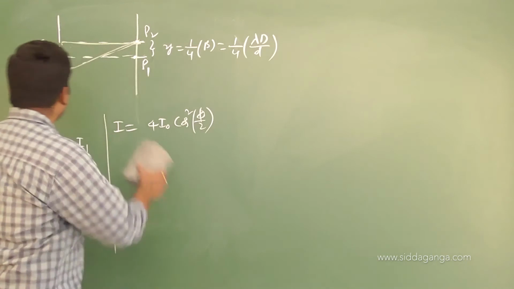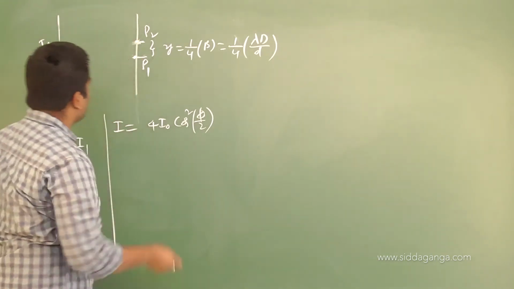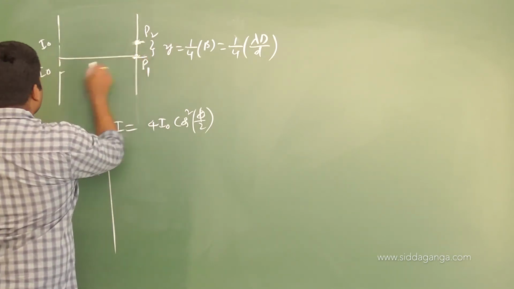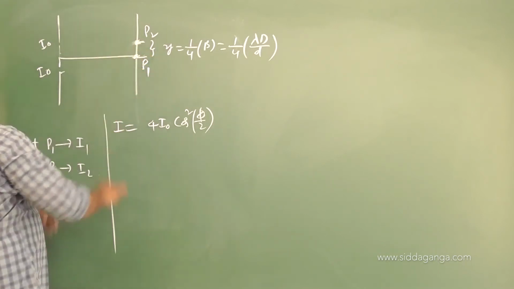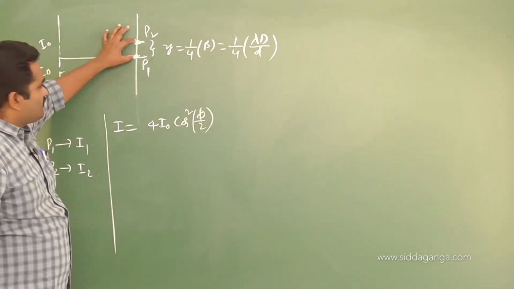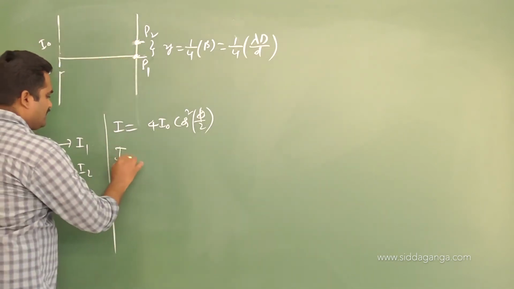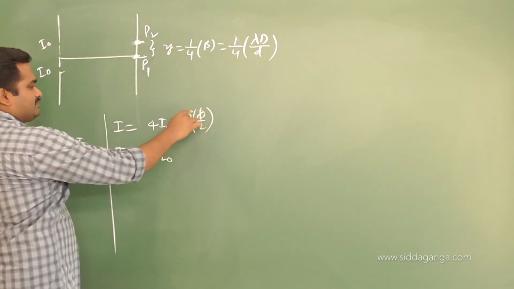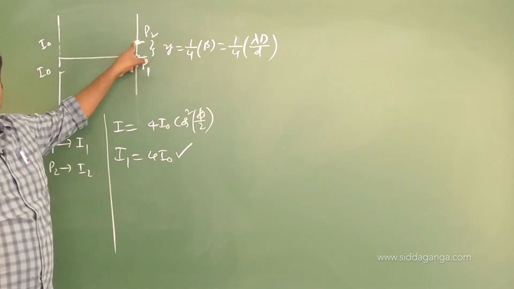Now in this problem, they have not given the phase difference. What they have given is the distance between these two points, right? So what is the phase difference between the two waves when they are superposed? At P1, directly I can write I1 equals 4 I0 cos square phi by 2. Phi is 0, that's why I will get 4 I0. This is clear. Now at P2, how to find the intensity?